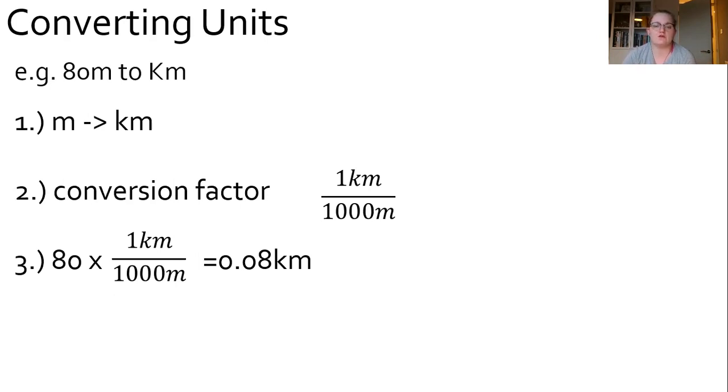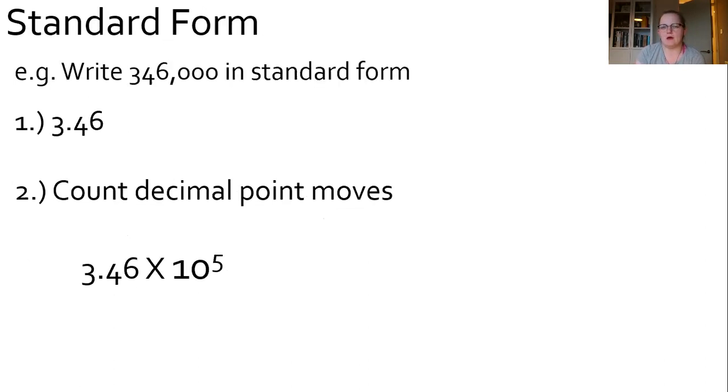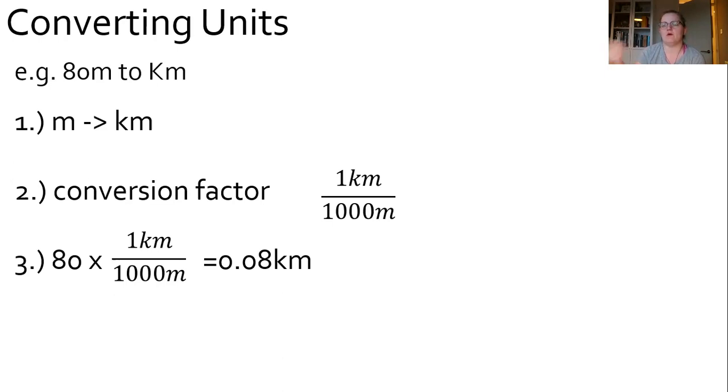We know 1 kilometer divided by 1,000 meters is our conversion factor. So we've got 1,000 meters in 1 kilometer. Then all you need to do is take 80 times your conversion factor. That would give you 0.08 kilometers. So that's quite nice and simple, but you need to know your conversion factor. This is why I say learning the prefixes is important, because actually we need to know our conversion factors. So you need to know how much bigger or smaller a picogram is to a milligram.